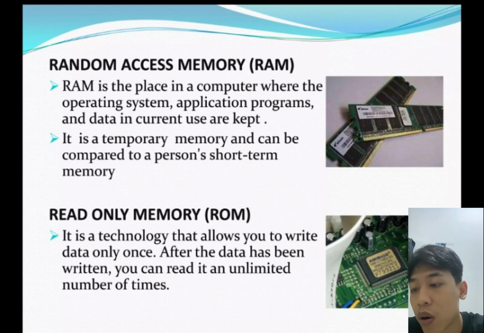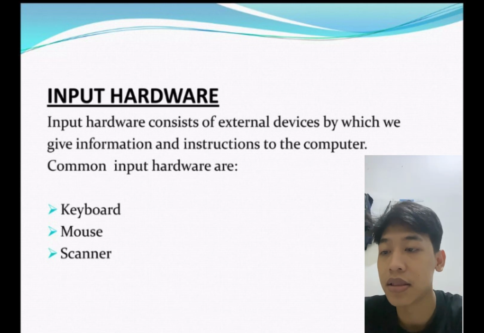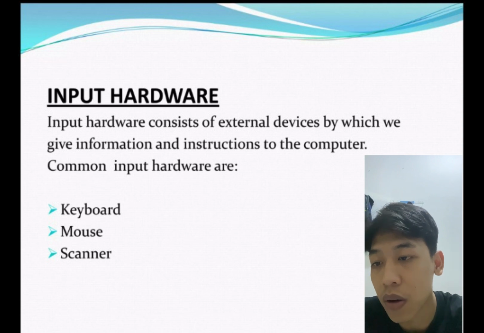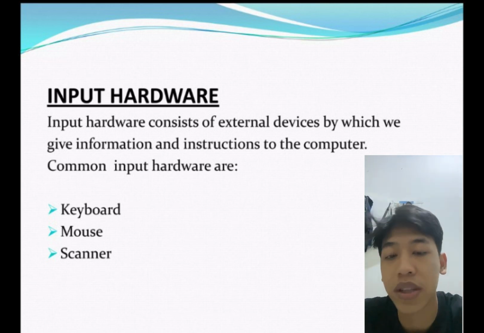And then ROM or read-only memory. It is a technology that allows you to write data only once. After the data has been written, you can read it an unlimited number of times. And then input hardware. Input hardware consists of external devices by which we give information and instructions to the computer. Common input hardware are keyboard, mouse, and scanner.